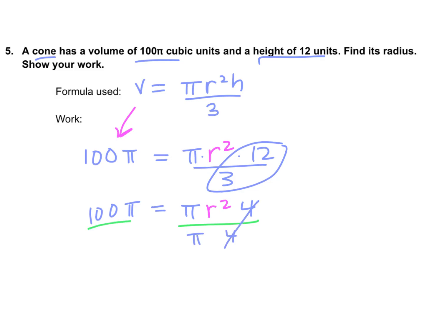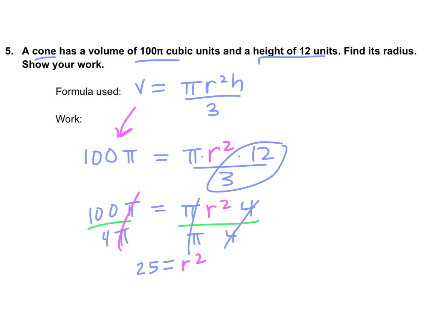Now to get the r squared by itself, I'm going to divide both sides by this pi and this 4, so I can cancel those out. And then whatever I do to the right side, I have to do to the left. So I'm going to divide by 4 pi. And 100 divided by 4 is 25. And that's for radius squared.